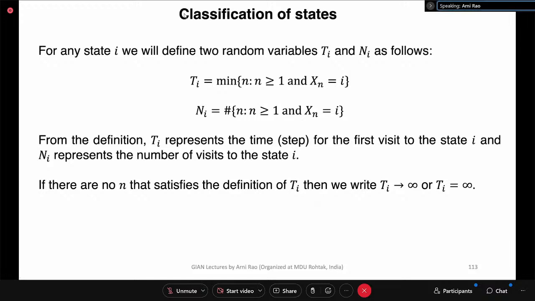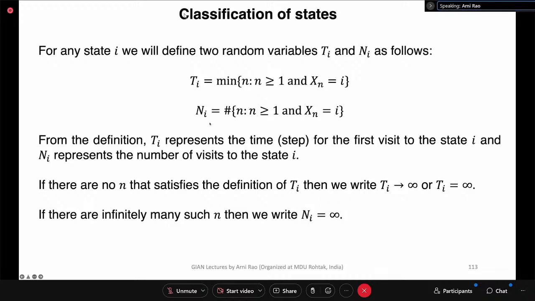As I mentioned, this is theoretically important. The intuition we are developing in this lecture is very important for a deeper understanding of stochastic processes. If there are infinitely many n, we write Ni equal to infinity. This is infinitely many times reaching, visiting that state i, so we write Ni equal to infinity. So Ti equal to infinity means never, no minimum value, never reaching that state. Ni equal to infinity means reaching several times.